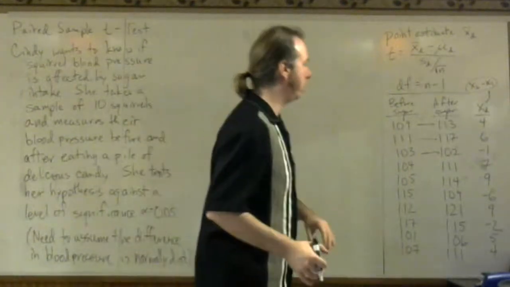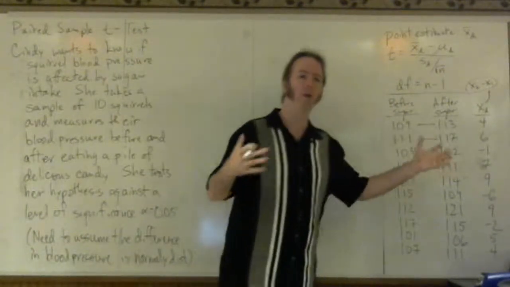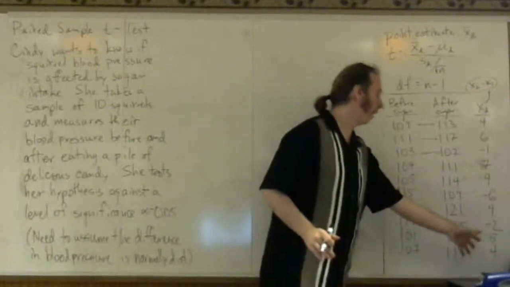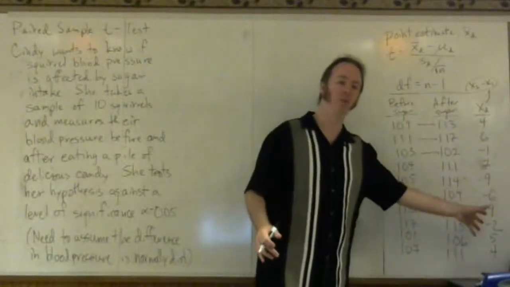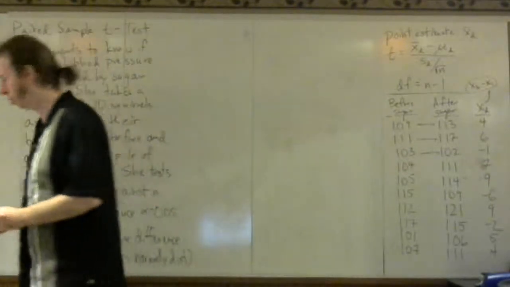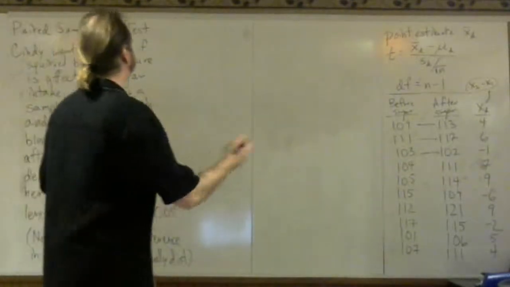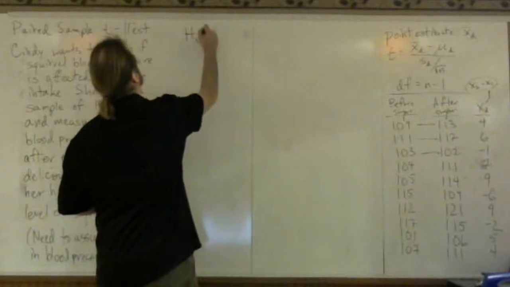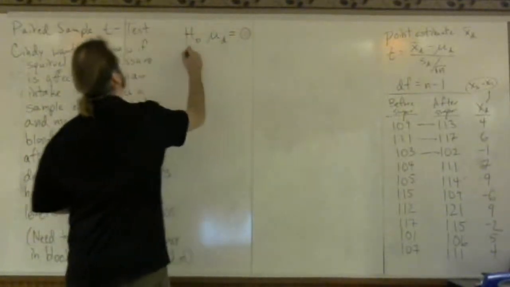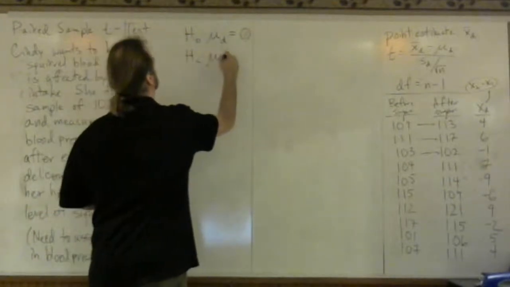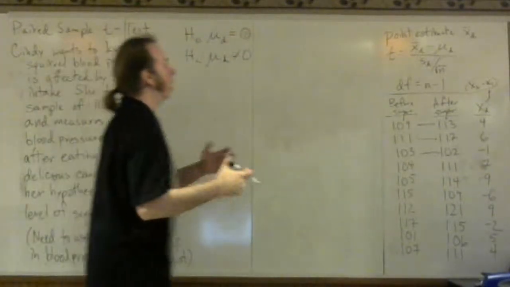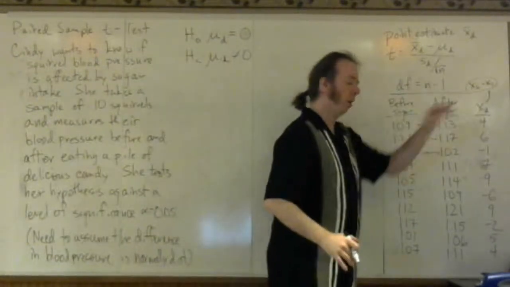The paired sample t-test at this point becomes a regular hypothesis test. Now that I have this data for those differences, I'm using that and I'm just doing a standard hypothesis test with it. As always, I want to determine my null hypothesis and alternative hypothesis. Here my point estimate is that difference.